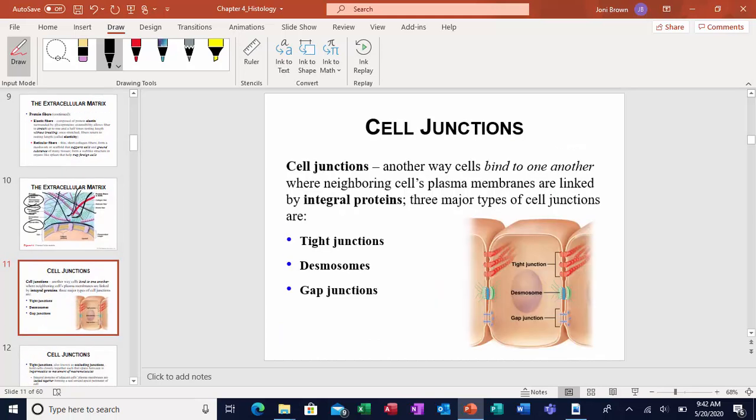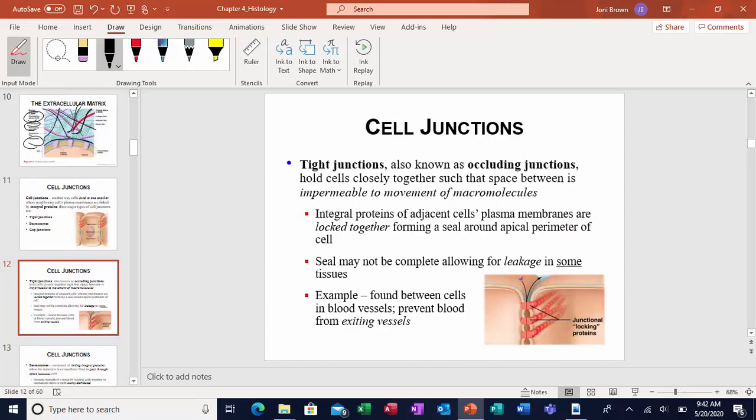Now, we talked about how cells have to communicate with each other. But in tissues, your cells have to be bound together, so that the neighboring cell plasma membranes are connected. And you have these proteins that help with that. And they form tight junctions, desmosomes, and gap junctions.